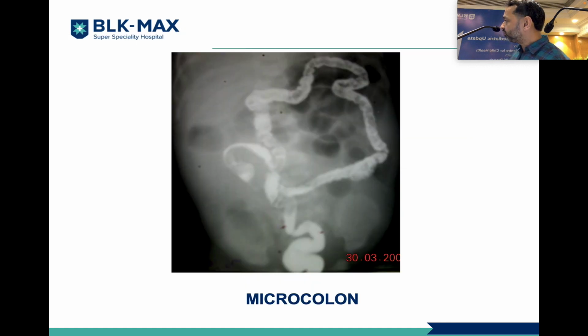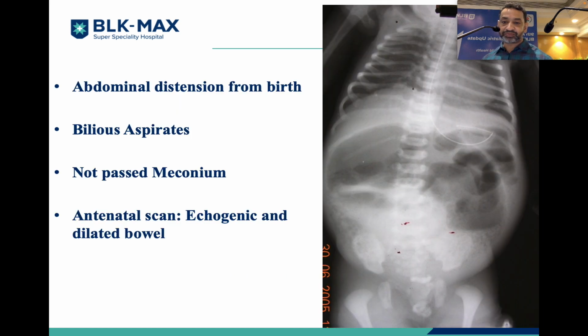Now this is what we call a microcolon. When the colon is unused in patients with a distal small intestinal obstruction, then this is a very small caliber colon which you see, and that confirms that there is some problem in the terminal ileum.